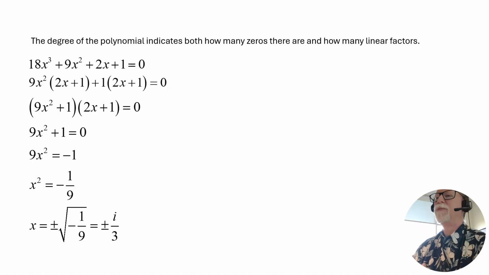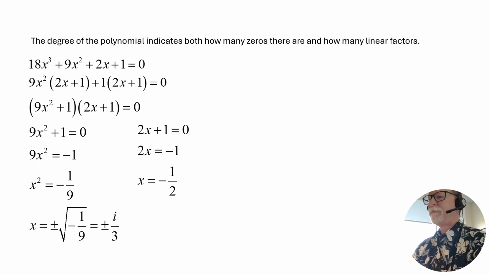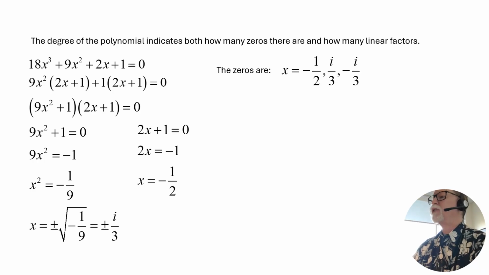Alrighty, and then set each factor equal to 0, solve that. Remember, plus or minus square root, and when you do the square root of that negative, that's the i. Also, I think Unit 1 way back. Next factor, do the same thing. And we've got zeros, just make a list of those answers.